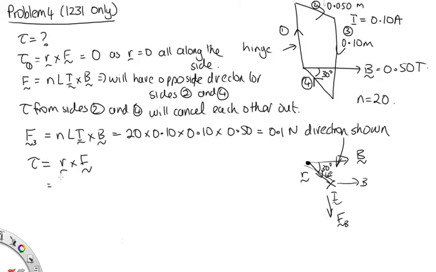Okay, so solving for this. r, the distance from the pivot point, is the 5 centimeters, so 0.050. The F we've solved up here, it's 0.10. Now, this is a cross product and they're not perpendicular to each other. So we have sine of the angle between these two, which is the sine 60.